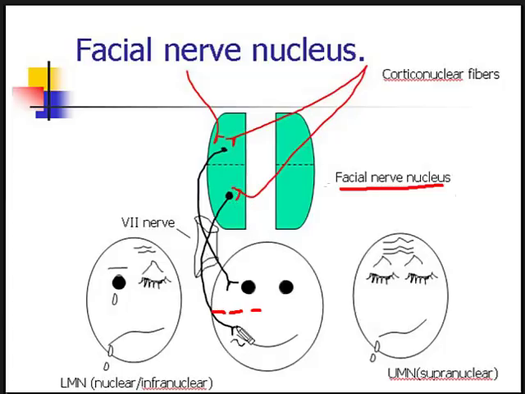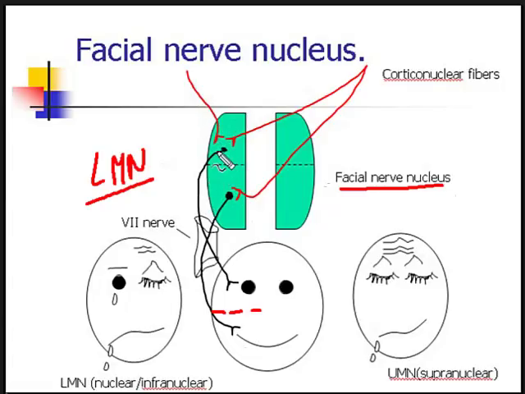So both the nucleus and the nerve are known as lower motor neuron. Here you can see these corticonuclear fibers. From the opposite side, they control the entire nucleus, but from the same side, only the upper part of the nucleus gets a dual supply. So that's why that upper part of the nucleus is a little safe, and the fibers which travel from there are safer.